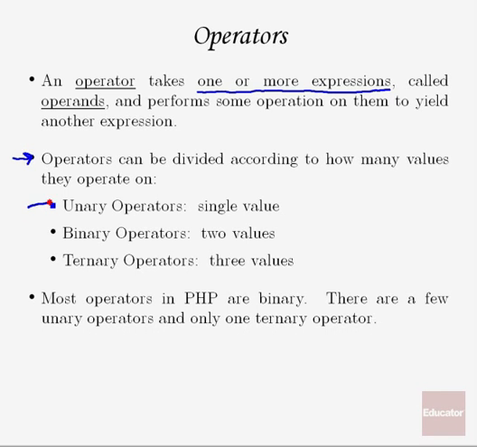In PHP, there are a couple of what are known as unary operators, which are operators that work on a single value. The majority of the operators we'll see are binary operators, for things like addition, subtraction, multiplication. And PHP has one operator that has three operands, known as a ternary operator. But the majority of the operators are binary.